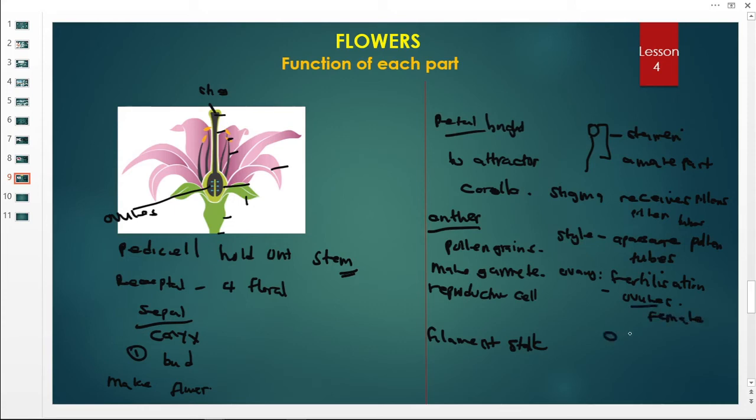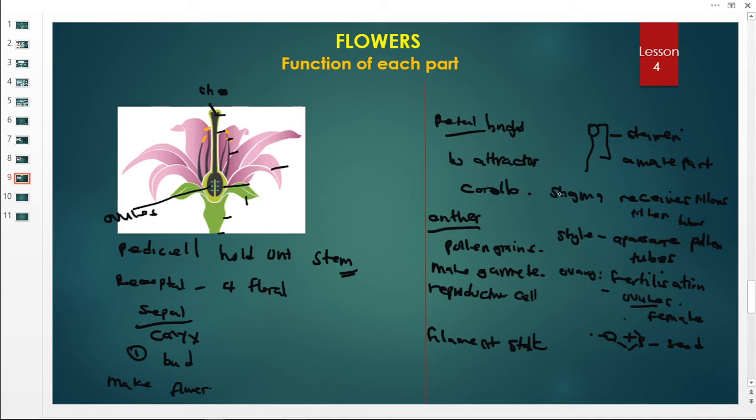So the ovules are going to meet with the pollen grains to form what we call seeds. That meeting of ovules and pollen grains is called fertilization, because this one is the female gamete, the ovule, then the pollen grain, which is now a pollen tube, is also a male gamete. When they meet, that is what we call fertilization. So it takes place within the ovary.